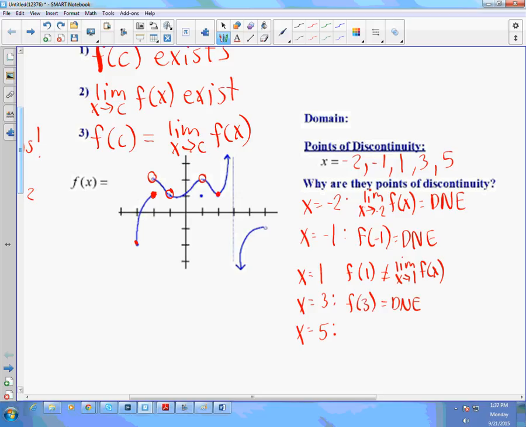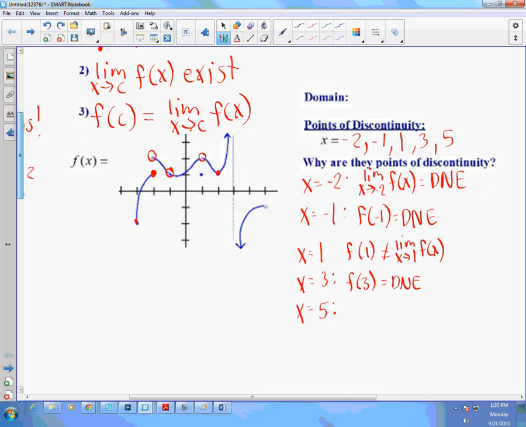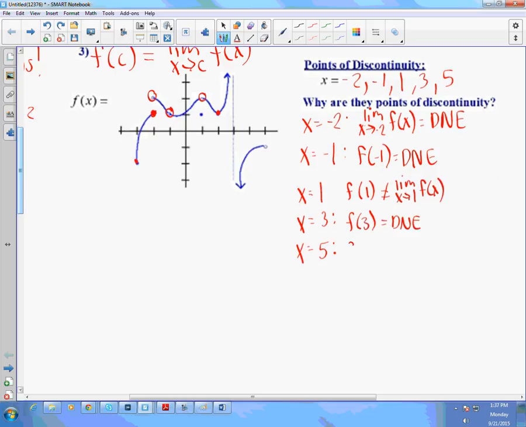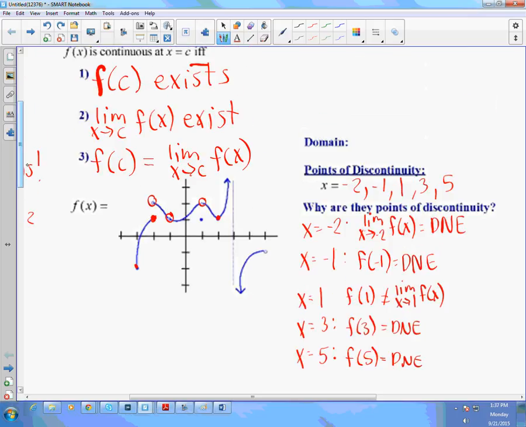Okay, and 5. Does f of c exist? Does f of 5 exist? No. Okay, so f of 5 does not exist. Okay, is that clear? Now, knowing those points of discontinuity, I want you to try to create the domain of this. It starts on the closed point and open point. There's a long arrow left and right. But the domain, knowing the points of discontinuity.